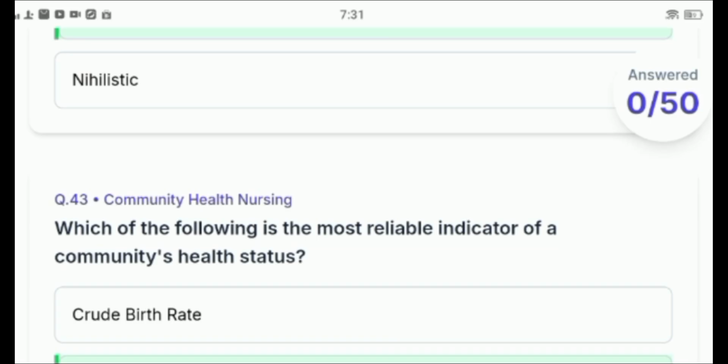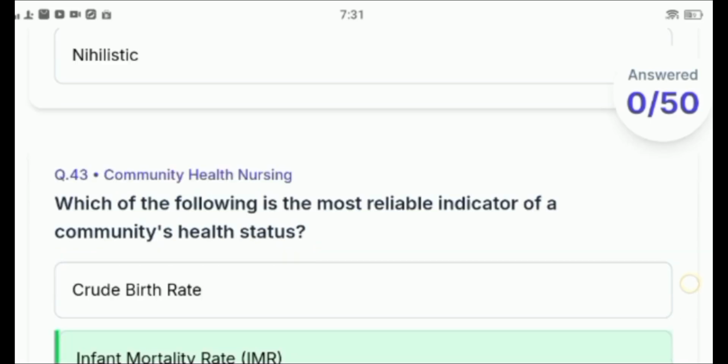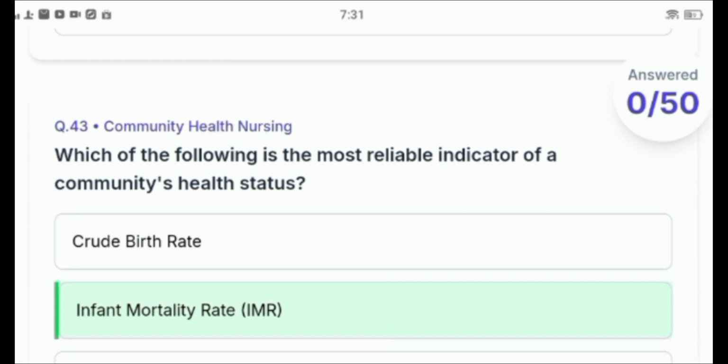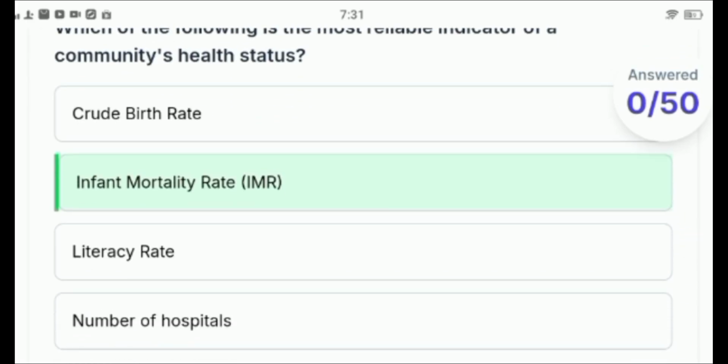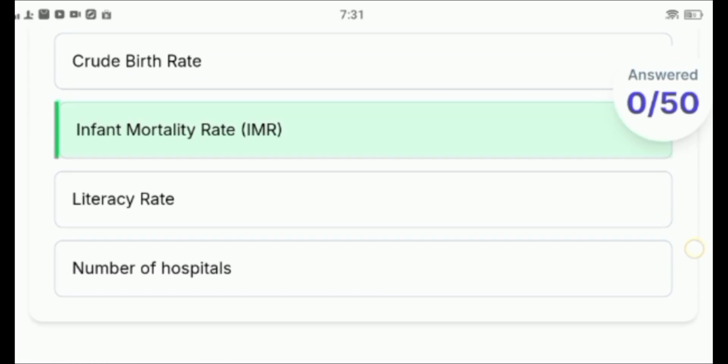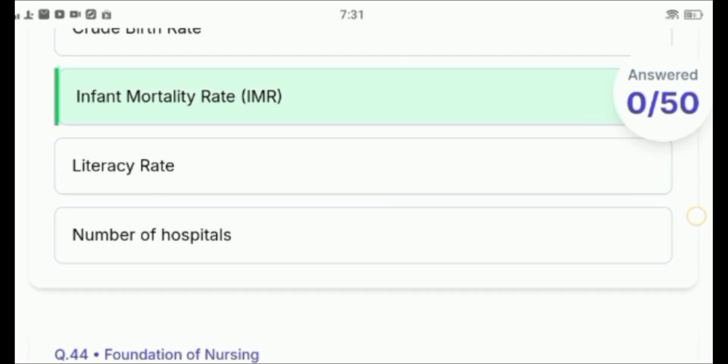43. Community health nursing. Which of the following is the most reliable indicator of a community's health status? A. Crude birth rate, B. Infant mortality rate, C. Literacy rate, and D. Number of hospitals. So the correct answer is B.